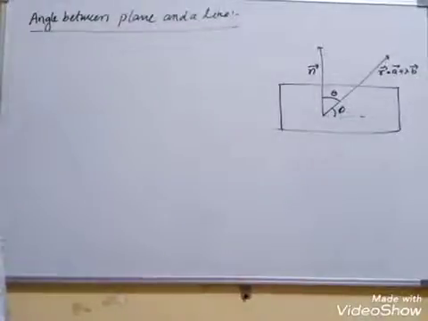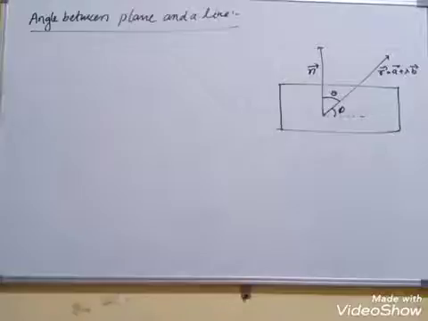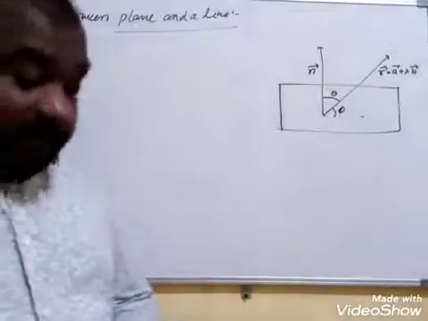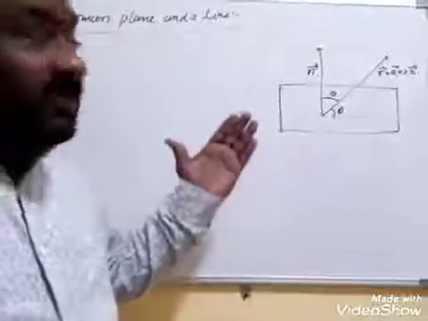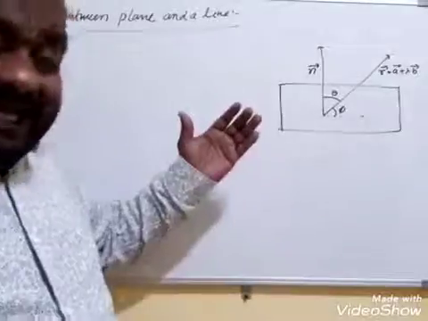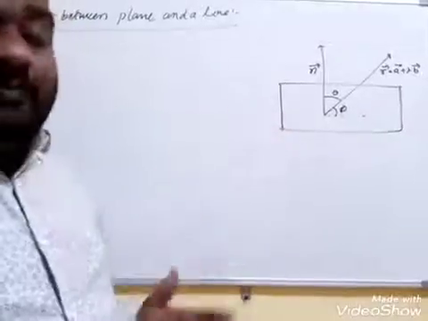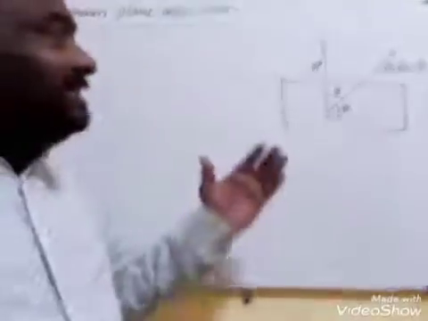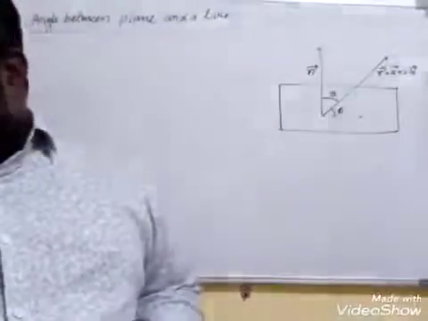This is the line, and this is the normal vector, and the angle between the normal and the given line is theta. That means the angle between the plane and the line is phi. Now we have to find the value of phi. Once again, I am repeating the same sentence. Please be careful. How we measure the angle between a plane and a line is that the complementary angle of the angle between the normal of the plane and the line is defined as the angle between the plane and the given line.